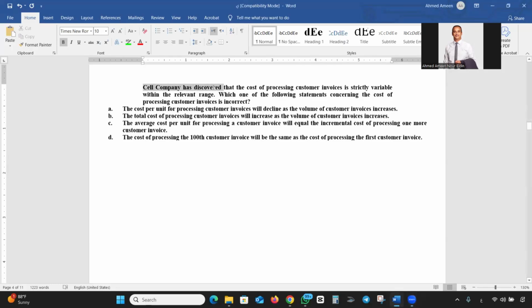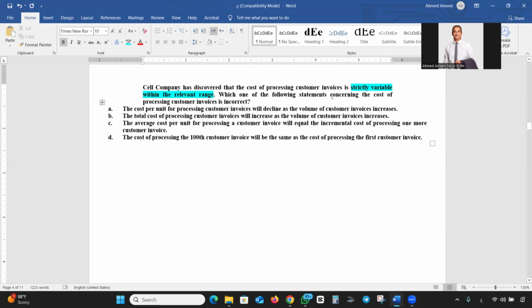The company has discovered that the cost of processing customer invoices, which means when we record the invoices, is strictly variable within the relevant range. This is the important sentence that you have to take care of. Strictly variable within the relevant range, which means there is no fixed cost. There is no fixed cost.